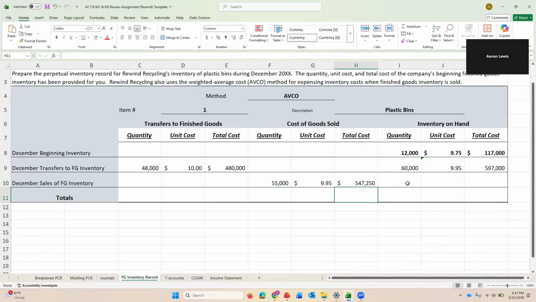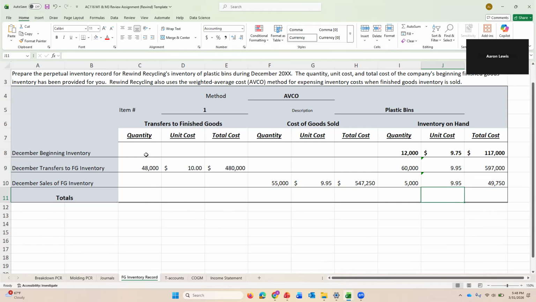$547,250. I'll be thorough and update my inventory on hand over here. We had 60,000 units, but we just sold 55,000. So 60 grand minus 55 grand means we have 5,000 left. All of the finished goods inventory we had on our books had a value of $597,000, but we just expensed $547,250 of it. So we're going to assume those 5,000 units remaining in ending finished goods inventory have cost us $49,750. And one more time, take your total cost and divide it by your quantity. And we're carrying them still at an average cost of $9.95 a piece.